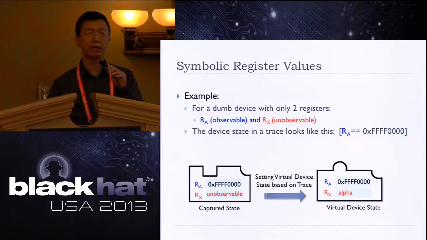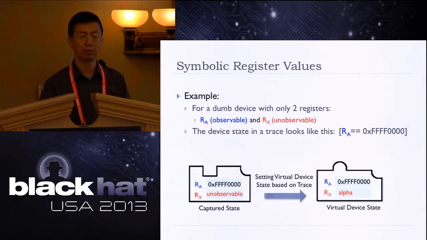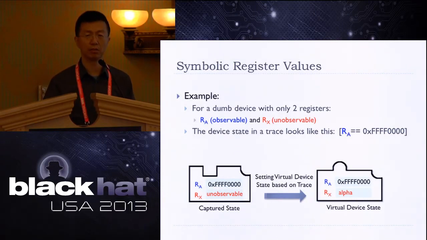Now, if we want to replicate this situation in a virtual device, all we do is assign the concrete value directly. But for the one that is unknown, what we're going to do is assign a symbol. It's kind of like putting a variable there. Okay. Now, how are you going to compare if that's the case?